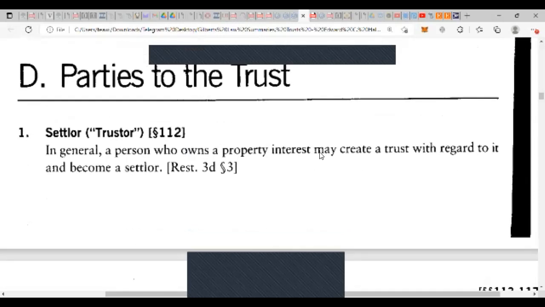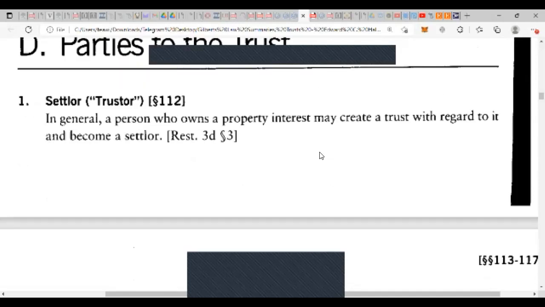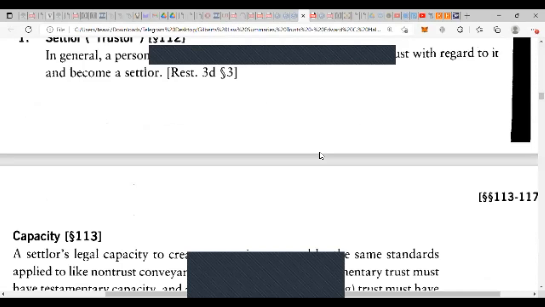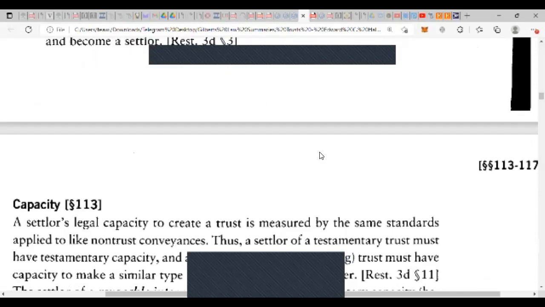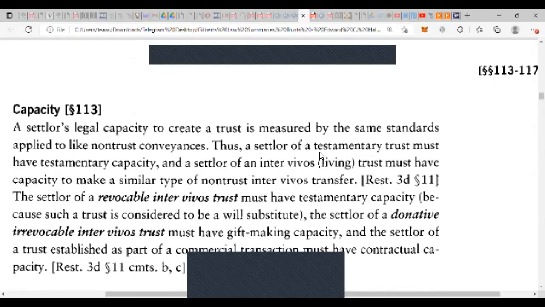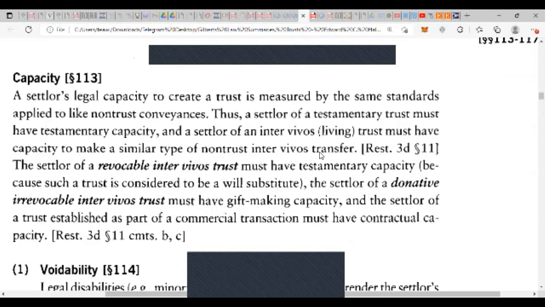D. Number one, settlor or trustor, Section 112. In general, a person who owns a property interest may create a trust with regard to it and become a settlor. Restatement Third, Subsection 3. Capacity, 113. A settlor's legal capacity to create a trust is measured by the same standards applied to like non-trust conveyance.